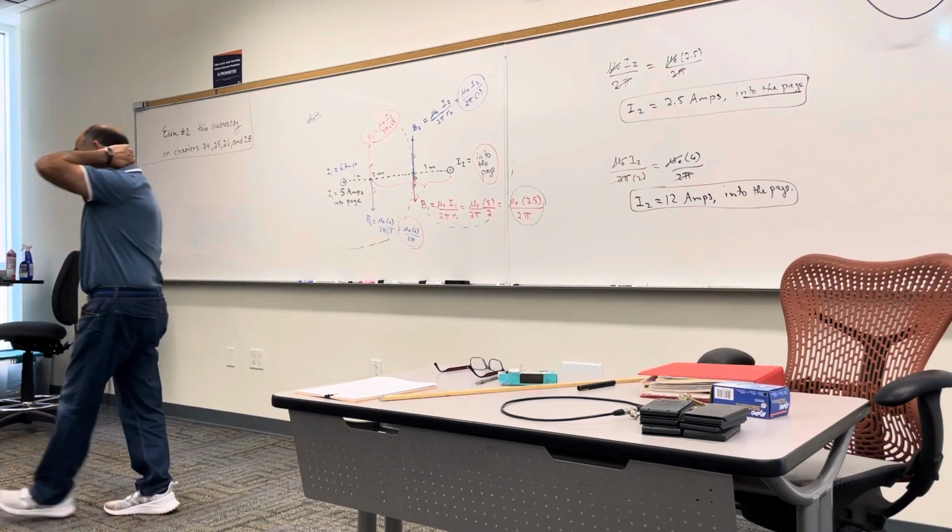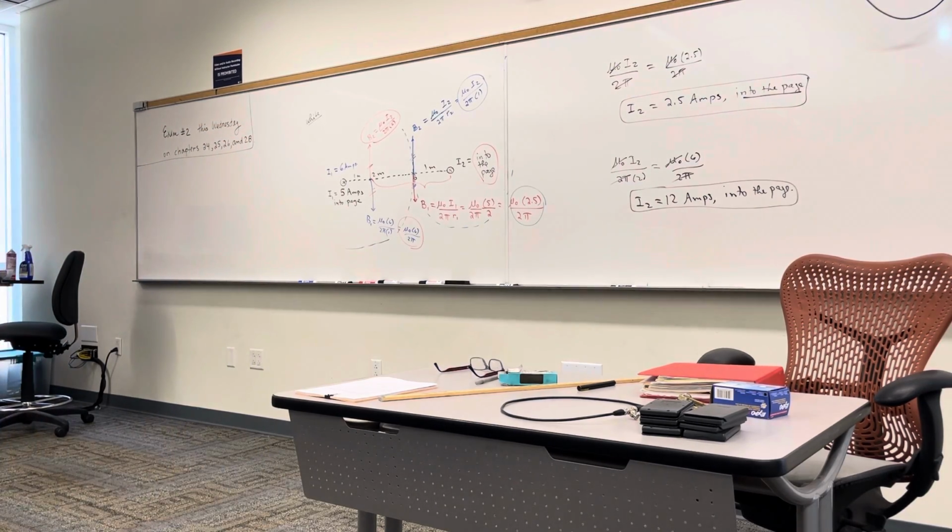So on the magnetic field of the first wire, why wasn't it a 2 pi r squared?